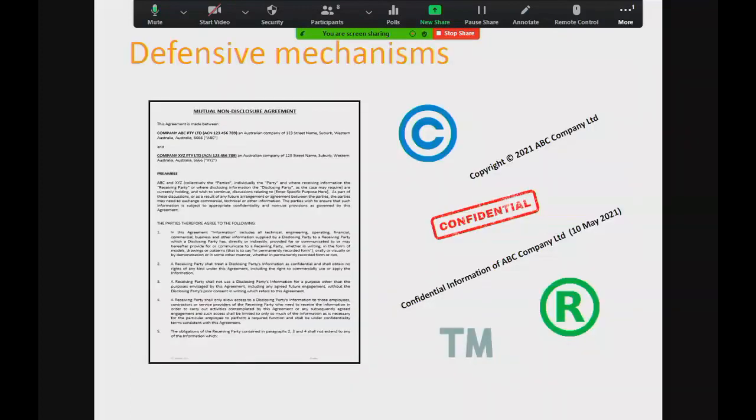Okay, just a couple of quick ones more. There's lots of free stuff you can do to protect your IP. Just being aware of confidentiality, being aware of your copyright rights, your trademark rights, marking in your publications, in your reports, your website, your apps, anything you come up with, making sure the notation is there, it appears.